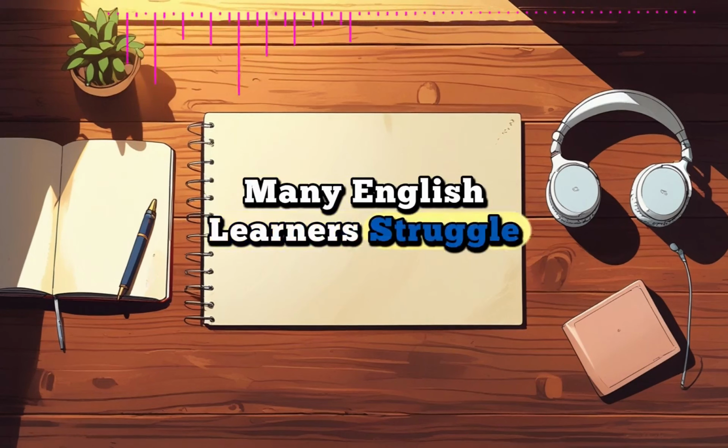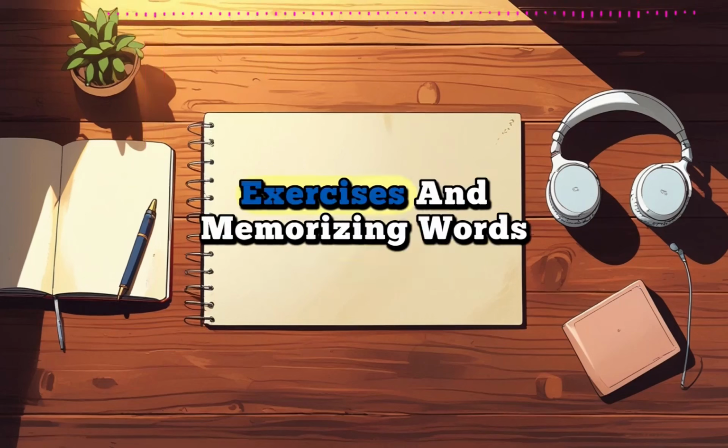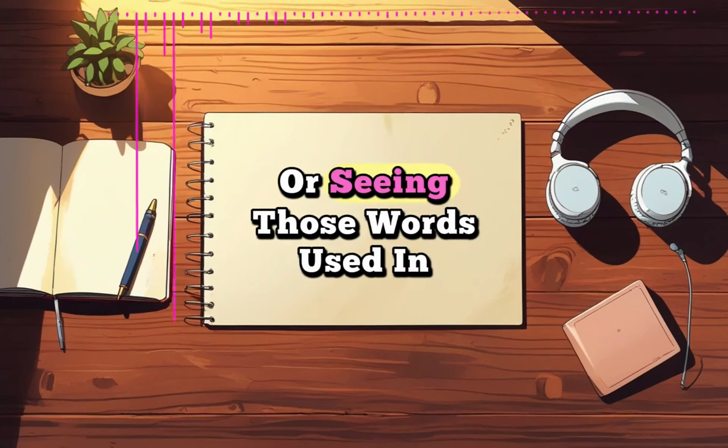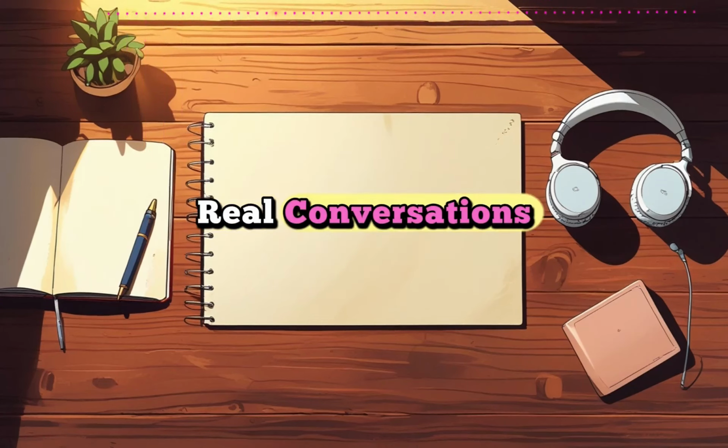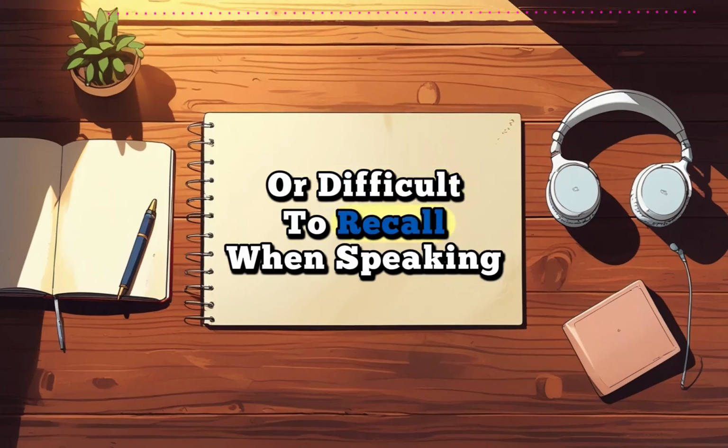Many English learners struggle because they don't get enough input. They focus too much on grammar exercises and memorizing words without actually hearing or seeing those words used in real conversations. This can make English feel unnatural or difficult to recall when speaking.